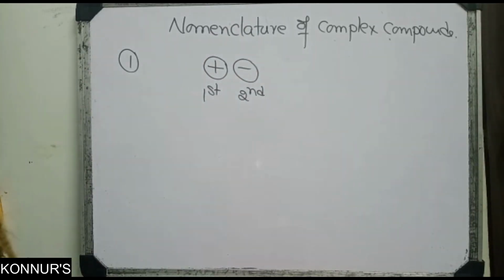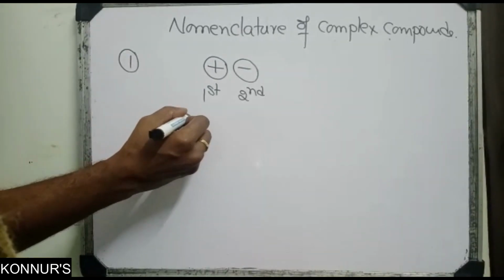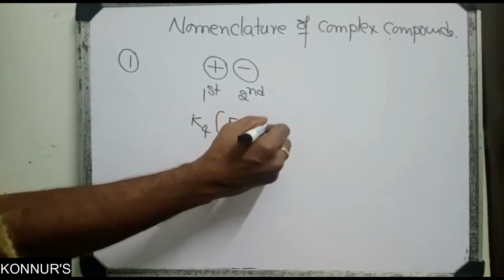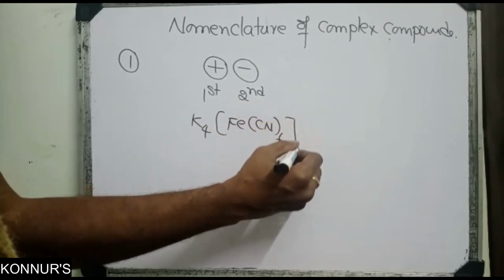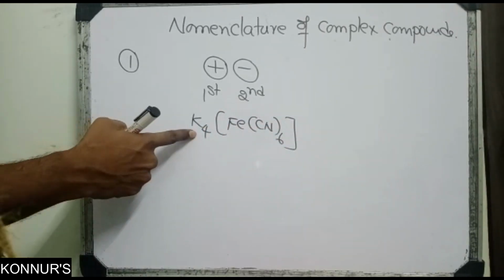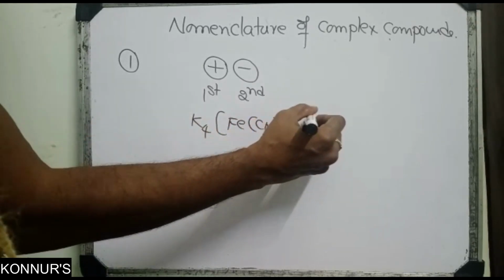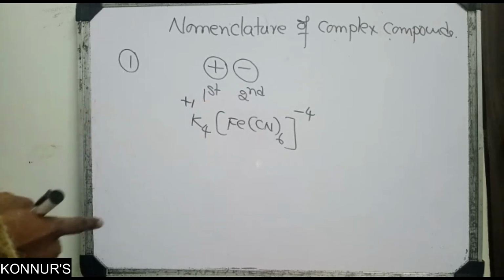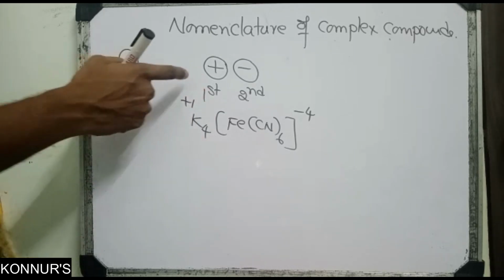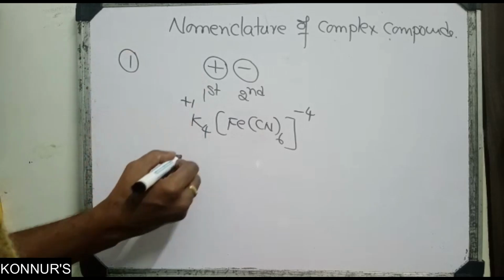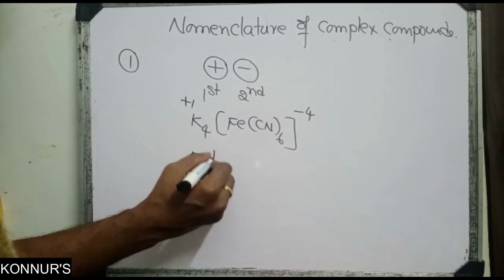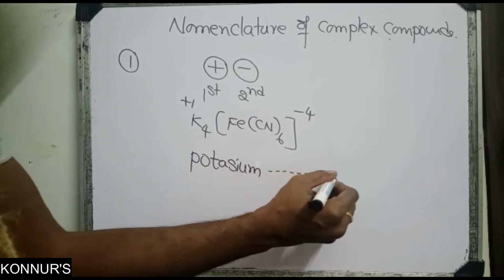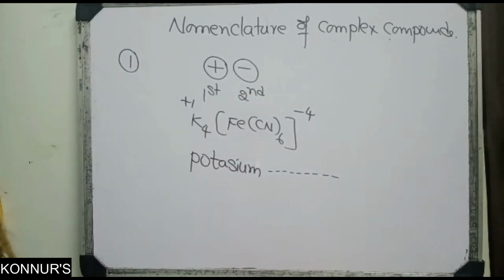Suppose in the same manner you take the example K4[Fe(CN)6]. Here potassium is positive, so the complex is 4 negative, and potassium is plus 1. So in the given complex compound, first you tell about the positive cation. That's why it starts with potassium. Next it will go on. This is the first point.